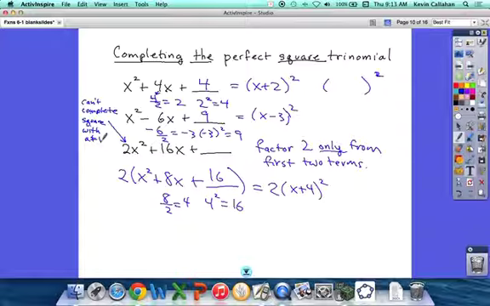I know I've already done this on the next slide. I tend to just abbreviate it, CTS, for complete the square, instead of writing it out every time.